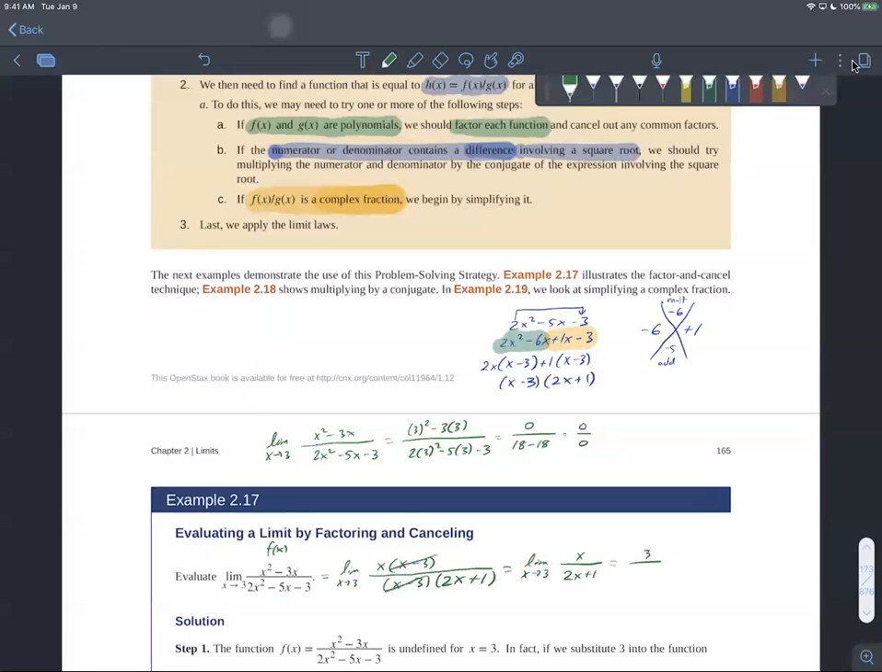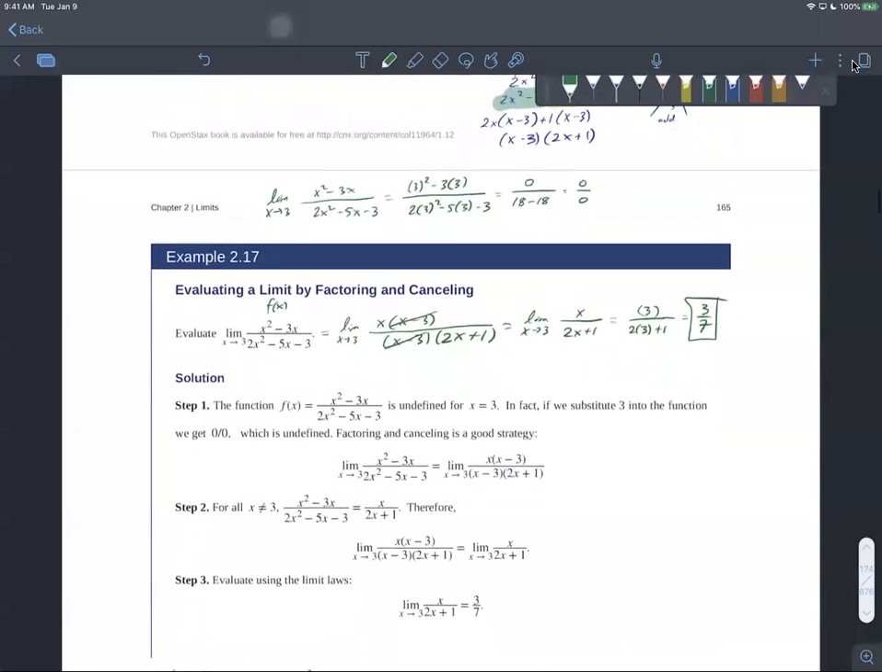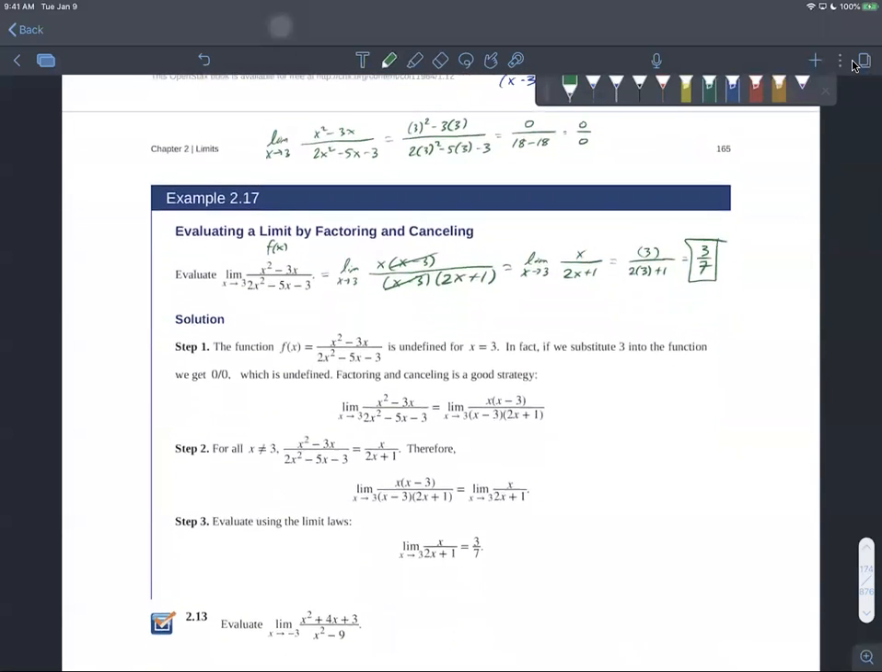This is going to be 3 over 3 times 2, plus 1. And so this is 3 over 7. Boom. We've calculated the limit. Let's read through this here. Let's see if they did it exactly the same.